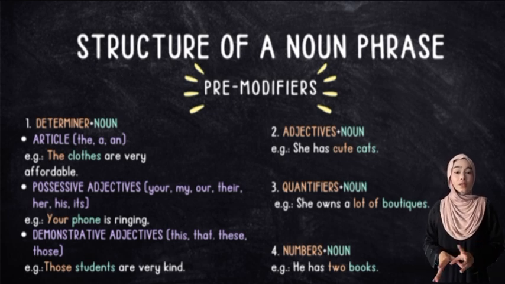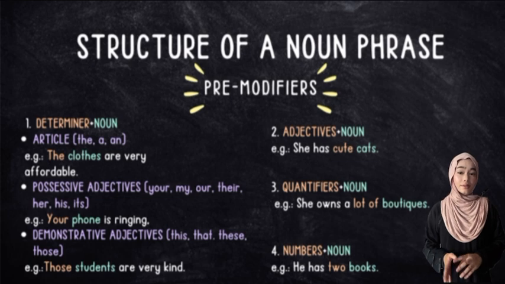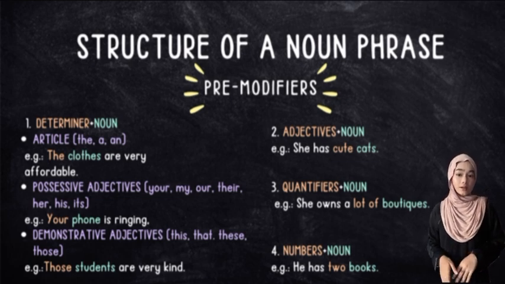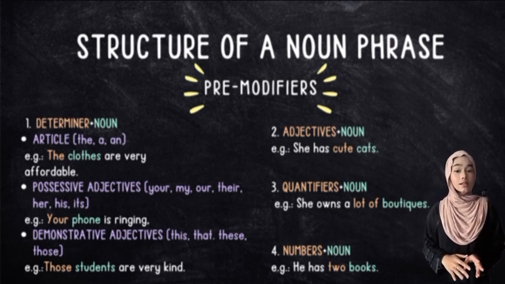The fifth one is quantifier plus noun. Quantifiers tell us how much or how many, such as a lot of, some, few, or many. For example, "She owns a lot of boutiques." "A lot of" is the quantifier showing quantity before the noun "boutiques." And the last one is number plus noun. This is a very straightforward premodifier. Numbers like 1, 2, 3, etc. give exact quantity. For example, "He has 2 books." Here, "2" modifies "books" by specifying the number.